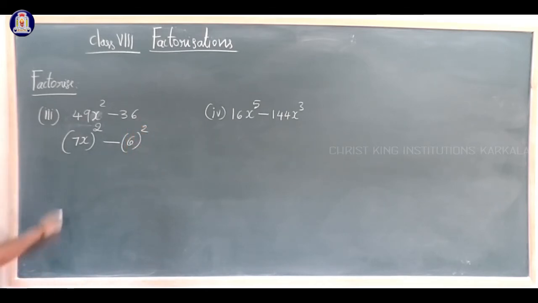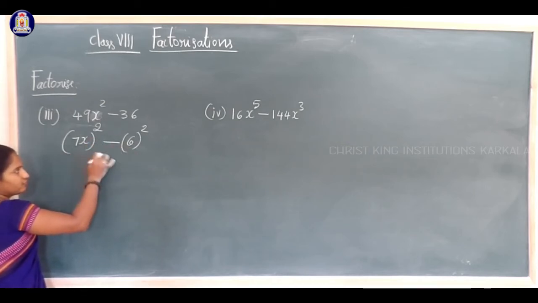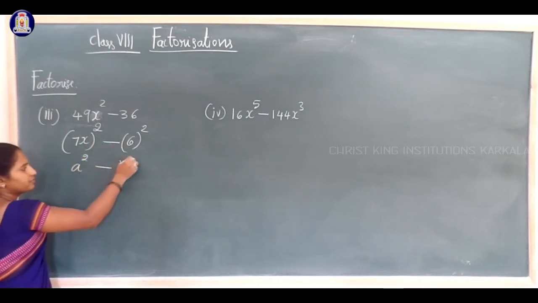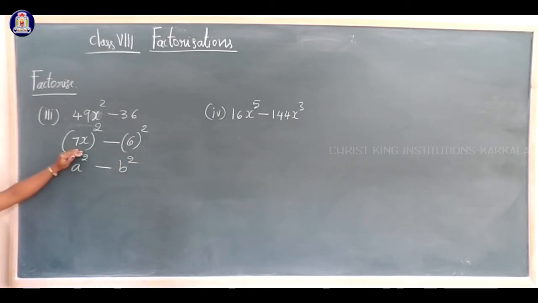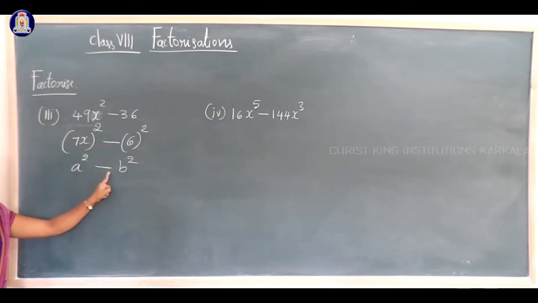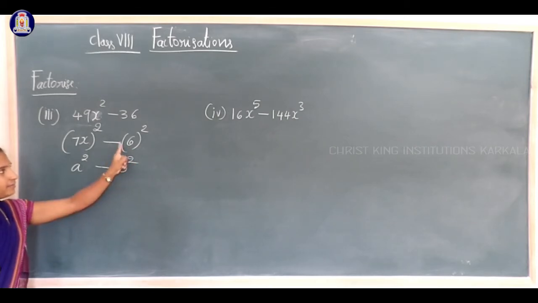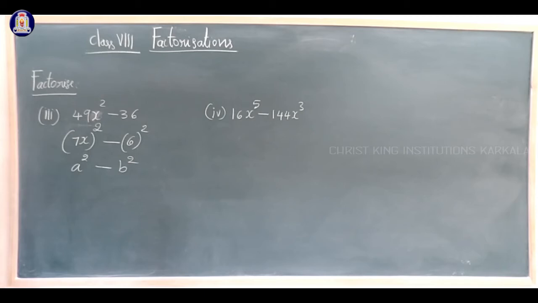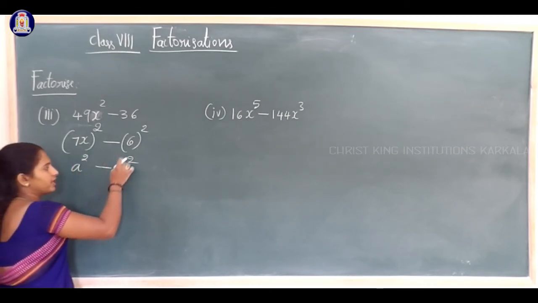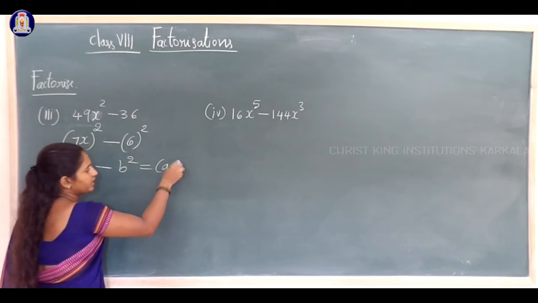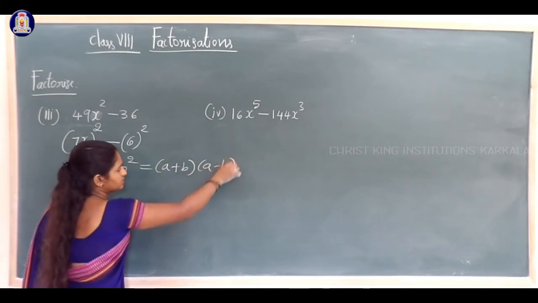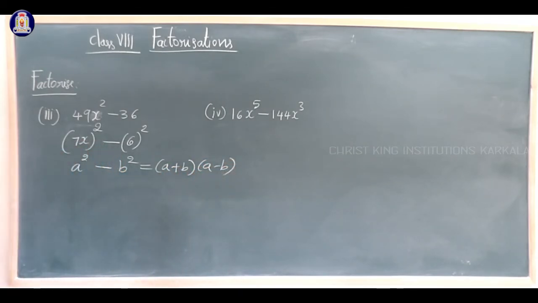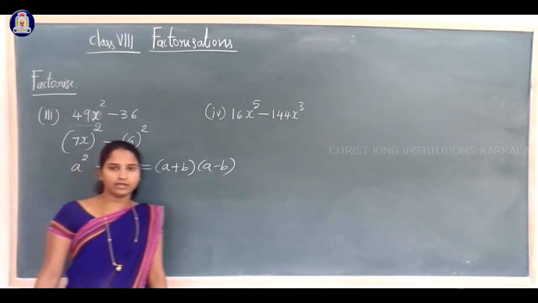Clear? So now a square minus b square. See, this is of the form a square minus b square. Is it correct? See the question. The question is 7x the whole square, that means a square, minus, the sign here is minus. So the next term is b square, 6 square. So now this is the third identity. The third identity is a square minus b square is equal to a plus b into a minus b. So we can write this in the form of a plus b into a minus b.